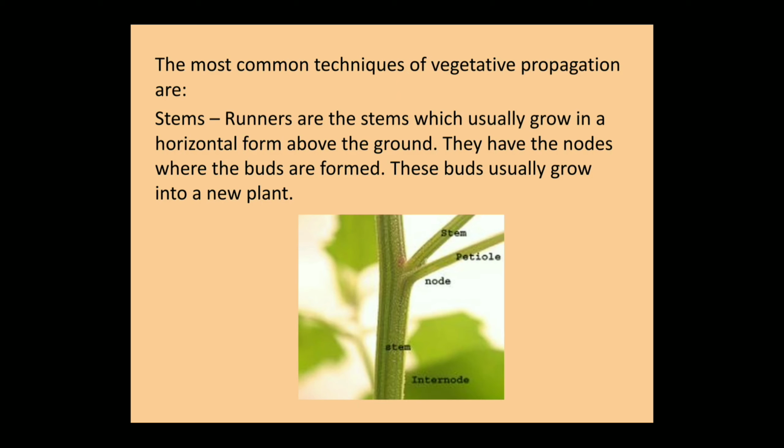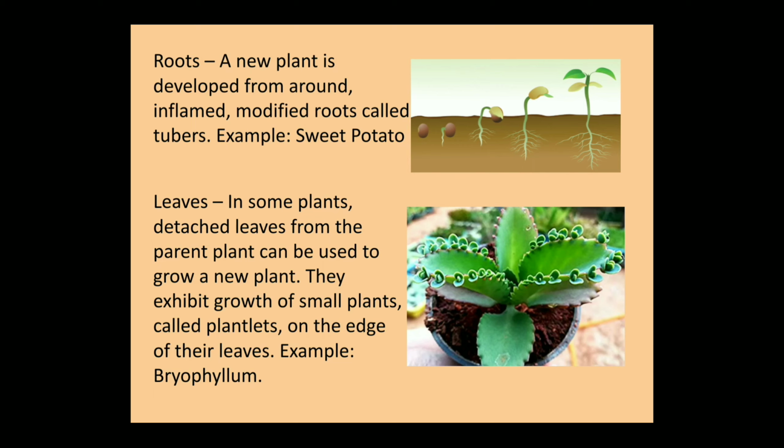Runners are the stems which usually grow horizontally above the ground. They have nodes where the buds are formed. These buds usually grow into a new plant. Roots: a new plant is developed from swollen modified roots called tubers. Example, sweet potato. Leaves: in some plants, detached leaves from the parent plant can be used to grow a new plant.